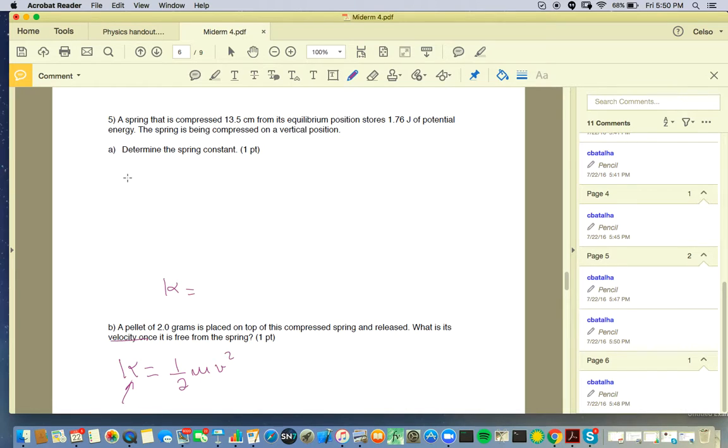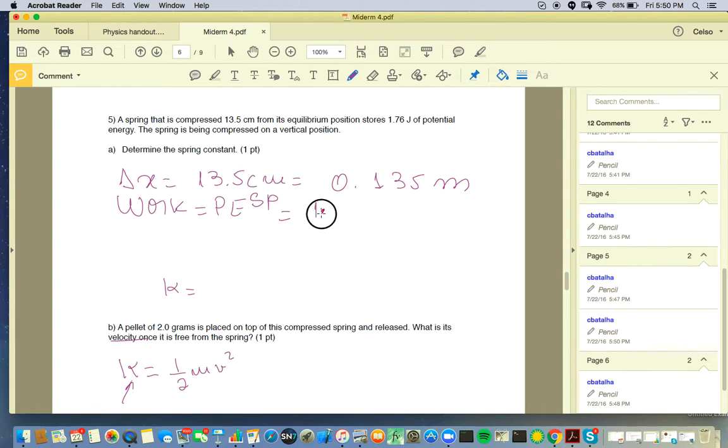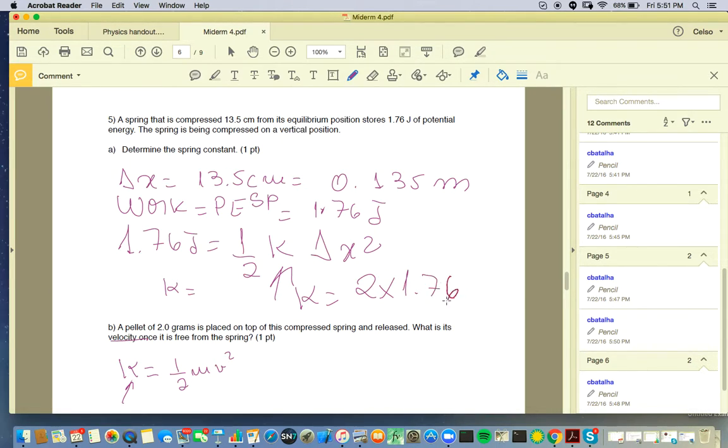Number 5, a spring compressed del X, compression 13.5 centimeters. Again, several students got it wrong because they didn't convert to meters. It stores that much energy, work, or PE spring, 1.76 joules. That's energy that was stored, which is equal to half K del X squared, and you can solve for K. So K is equal to 2 times 1.76 divided by 0.135 squared. And this K is in newtons per meter.